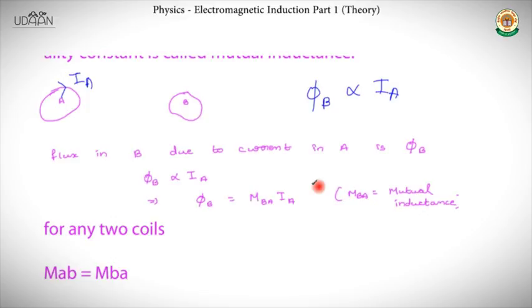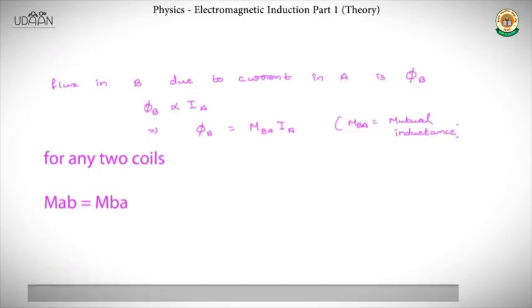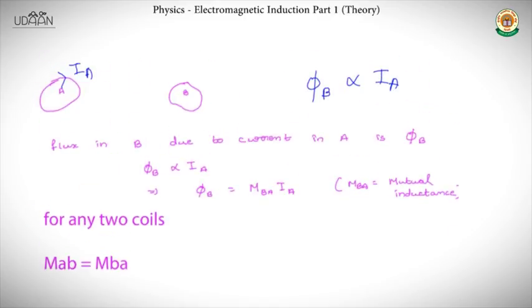And the mutual inductance of coil A with respect to B is also equal to the mutual inductance of coil B with respect to A. That's right. It is because, as the name says, it is mutual inductance, right? So we get phi B equal to M_BA into IA, IA being the current through coil A. Okay, so this was about mutual inductance.